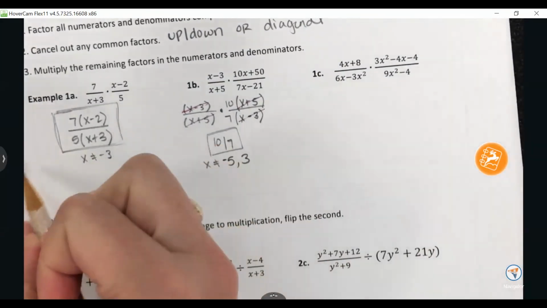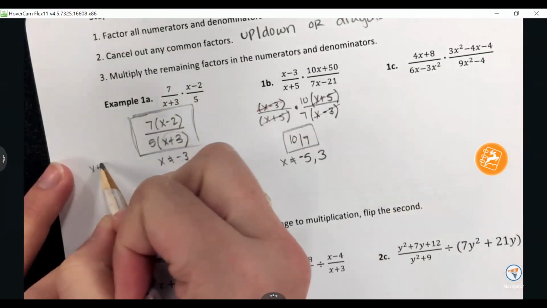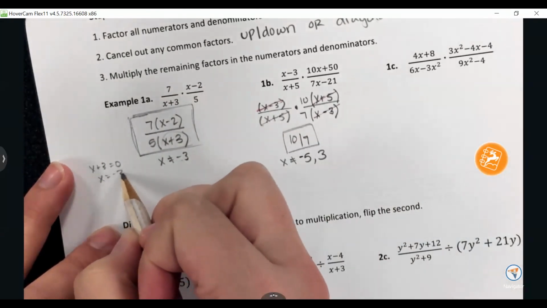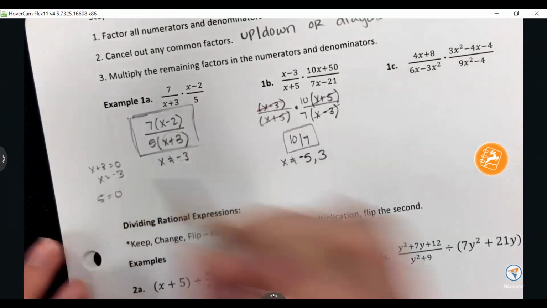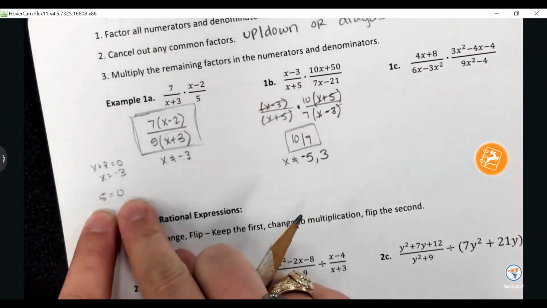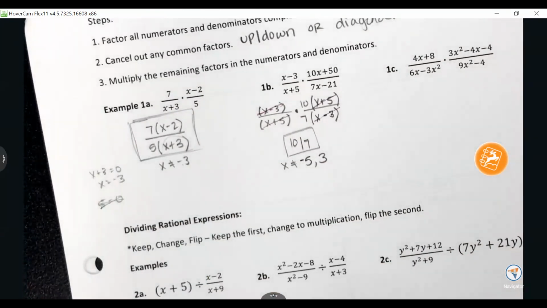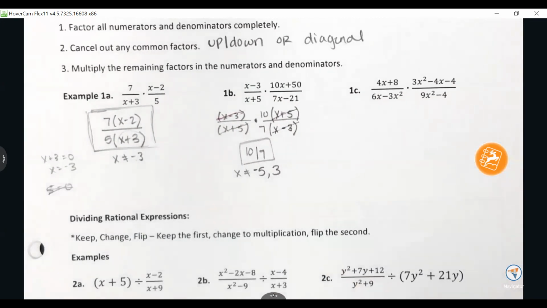So how did I get this right here? It's because I put X plus 3 equals 0. And then I solved to get X equals -3, correct? If I put 5 equals 0, can 5 ever equal 0? So that doesn't even make sense. If it said 5x, could 5x equal 0? Yes. So if it has a letter, you have to include it, okay? Good question. All right, try letter C.